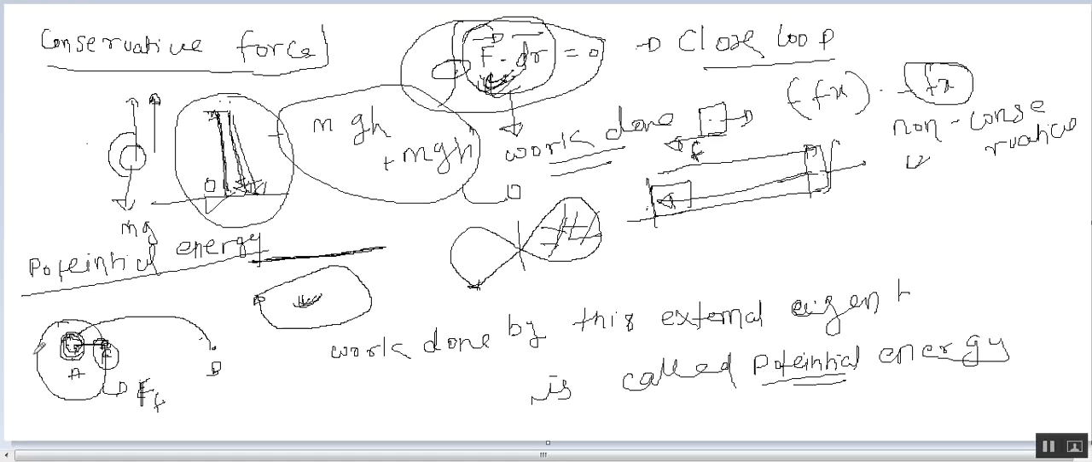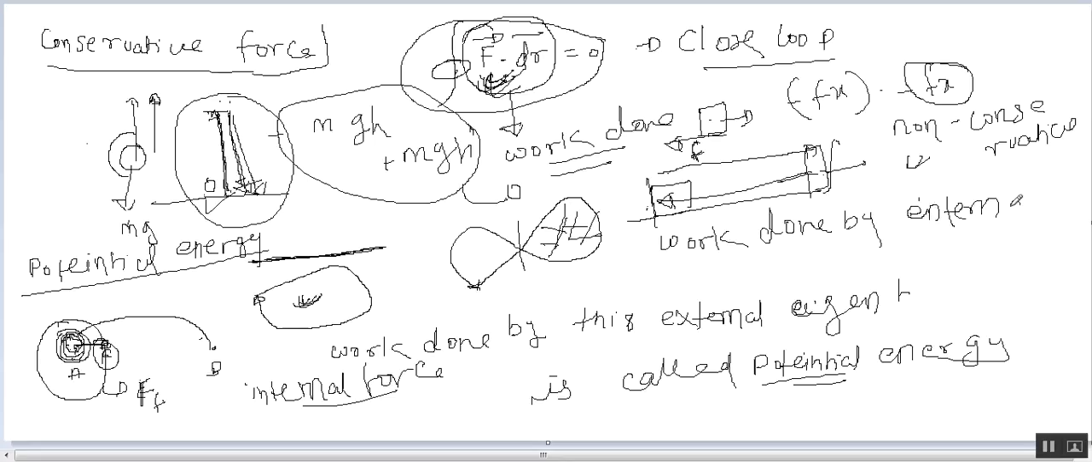And to keep this object in equilibrium, we always need a force, and that force is an internal force which must be in the system and exerts on this particle. So on this particle, there will be two forces. One is work done by internal force plus work done by external force. And this is zero.